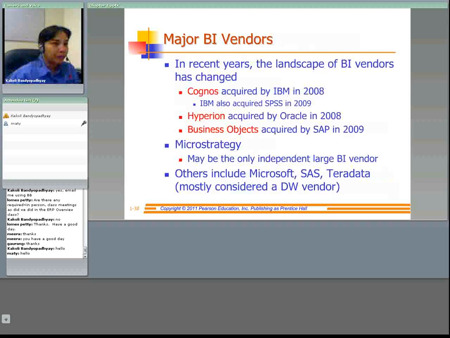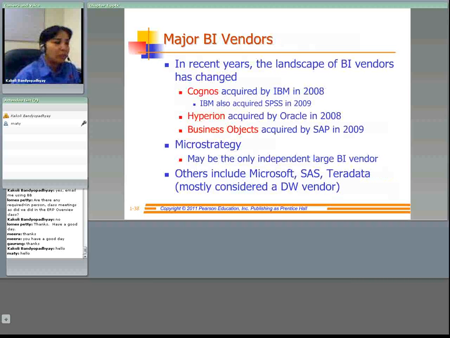And some of the major BI vendors: Cognos, which was acquired by IBM in 2008, Hyperion, which was acquired by Oracle in 2008, Business Objects, which was acquired by SAP in 2009. These are the vendors. So you can see IBM, Oracle, SAP. Then MicroStrategy. We would be working on MicroStrategy in this class. I think your assignment 1 is based on MicroStrategy.